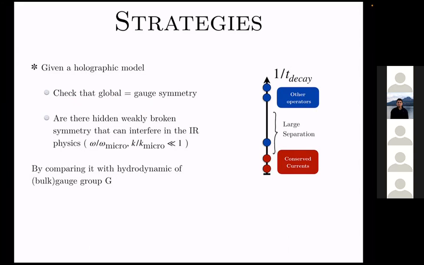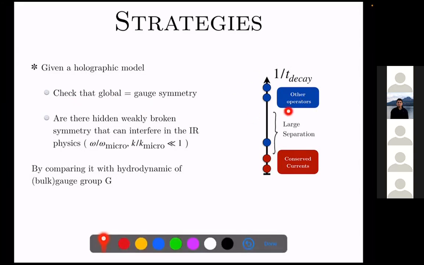Previously I told you that what is dual to a classical GR black hole has bunches of operators that decay very fast and a conserved operator that decays very slowly. But there could be other operators, where the symmetry is implicitly broken, hanging around in the same ballpark as the conserved current, and they can interfere with each other, even in the IR limit where omega over the microscopic scale and k over the microscopic scale, which could be a mean free path for example, is much less than 1.